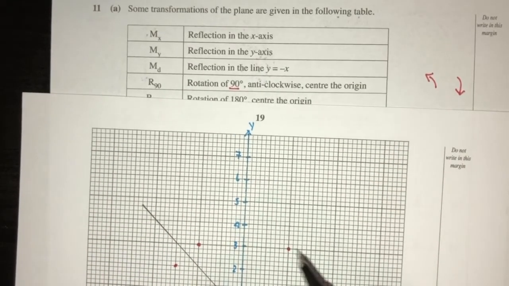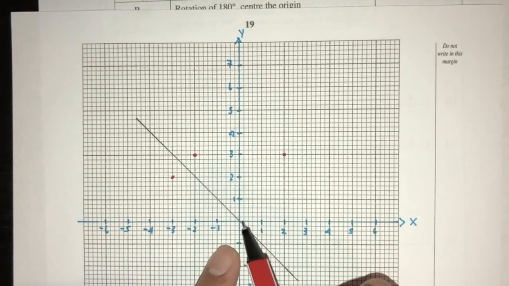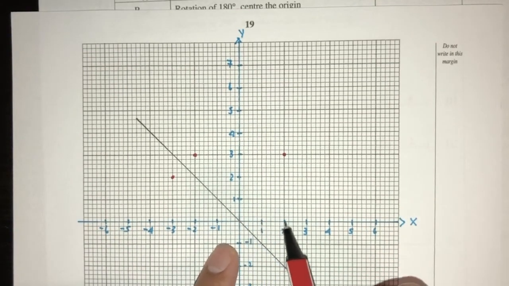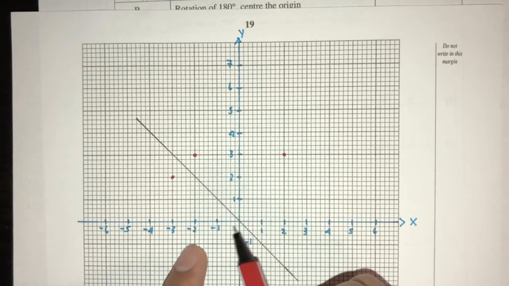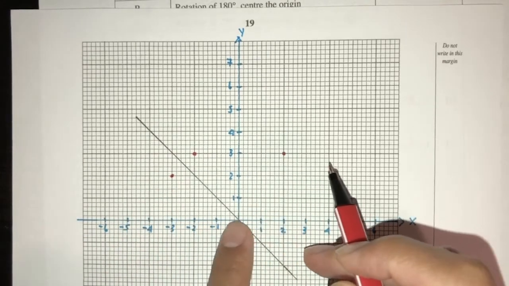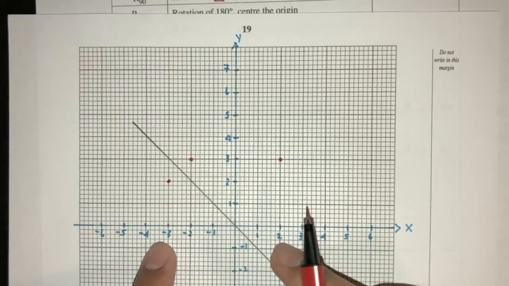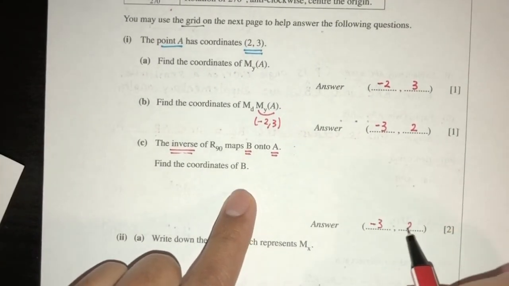So how would you do that? That will be in this direction. So we can just count if you want to. That will be 1, 2, 3, then 1, 2, and it will be this point. This one is minus 3, 2. So your point B is minus 3, 2 as well.